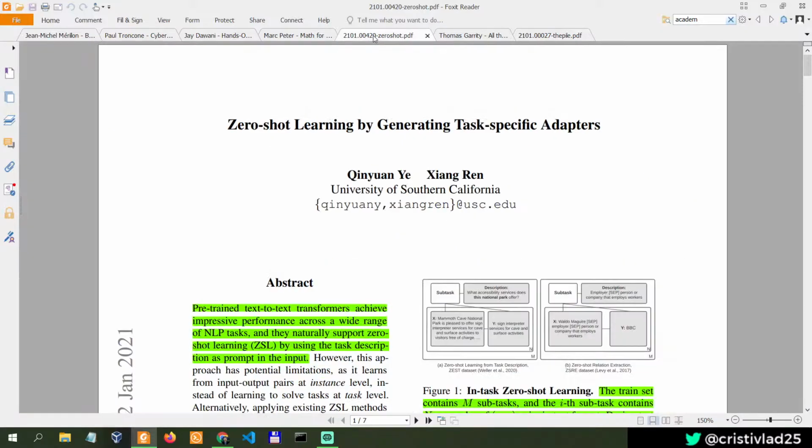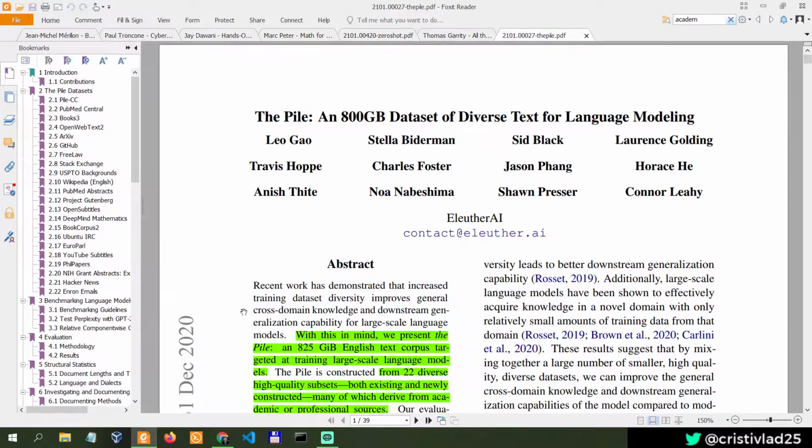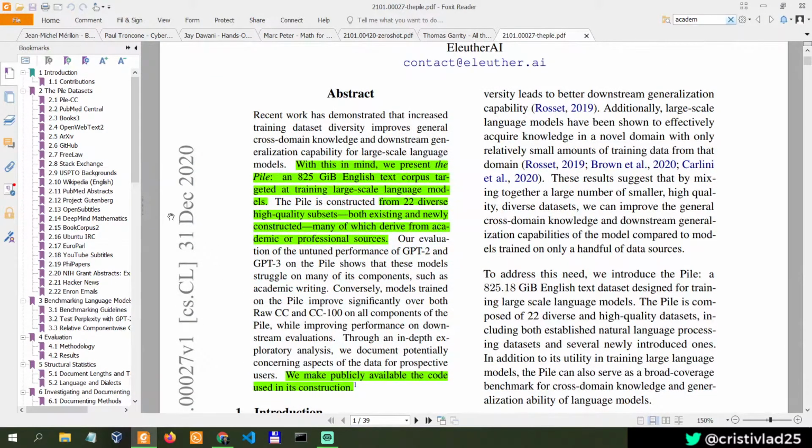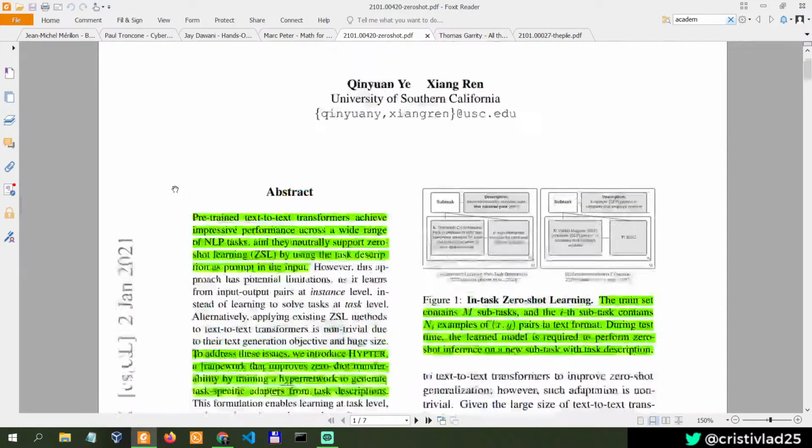Now my next review is probably going to be on zero-shot learning by generating task-specific adapters, and this is a 2021 paper. The Pile paper is also a 2021 paper, published January 1st, I think. This one is January 2nd.